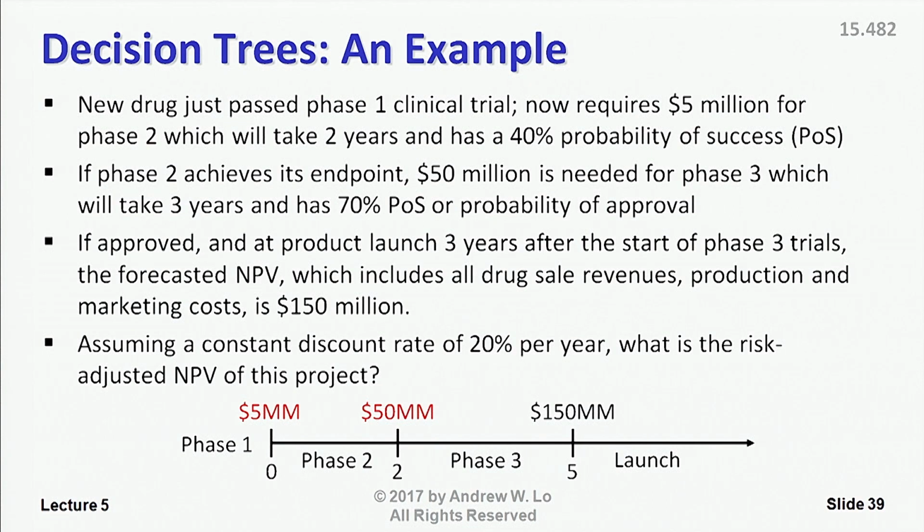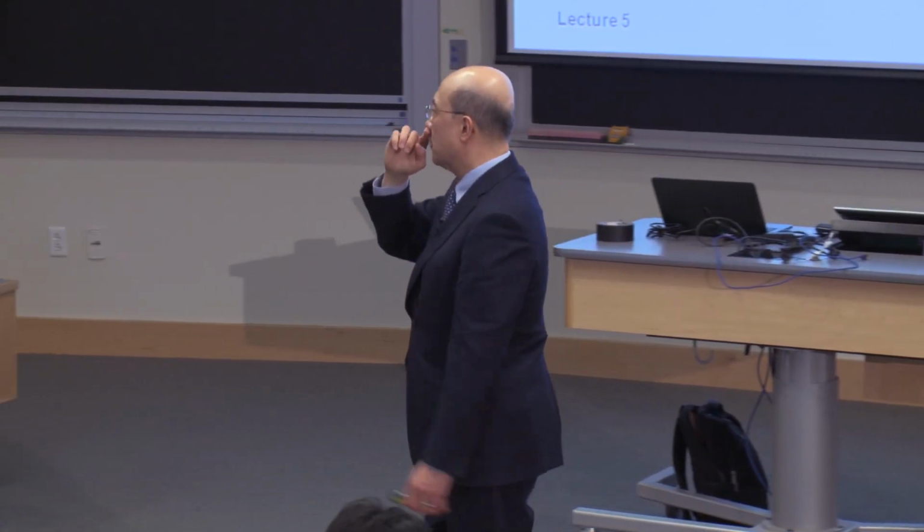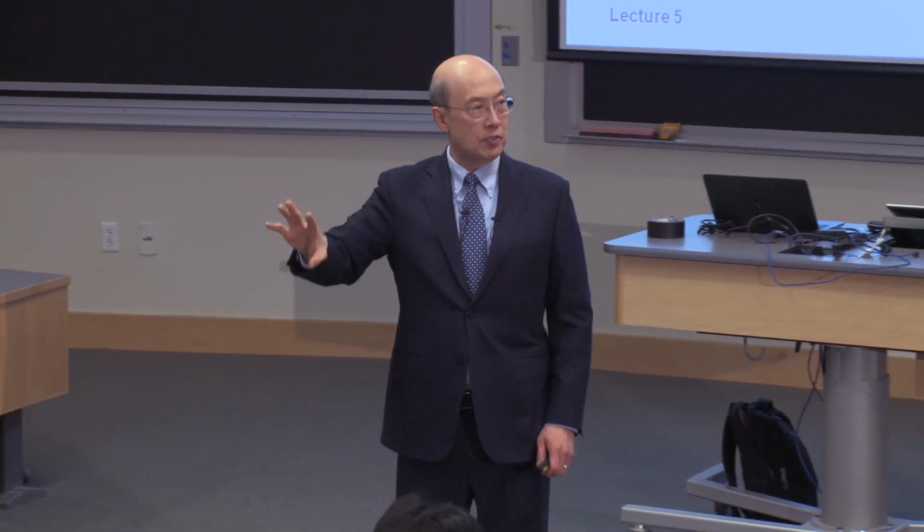And finally, if phase 3 is successful and you meet that endpoint, at that point, you get the FDA to approve the drug, and your drug is going to be worth $150 million net. That's the NPV of all of your future cash flows. Okay? So assume a discount rate of 20%.